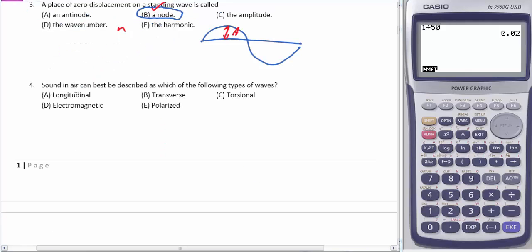Question number 4, sound and air can best be described as which of the following types of waves? Longitudinal, transverse, maybe one of those two. Torsional is not a force in a rotation, so no. Electromagnetic, well, is sound part of, is it visible light, an X-ray, gamma ray? No. Is it polarized? Well, polarized is when we cut out a particular one of the three-dimensional parts of the electromagnetic spectrum, so it's not that. So it has to be either longitudinal or transverse.